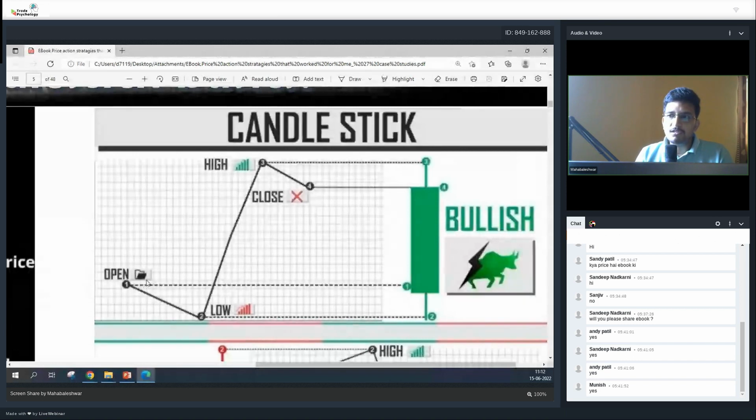But you just have to see the opening and the closing price of the price, which is nothing but the candle size, and the high and low which are created are called the wick of the candle. If the opening price is lower than the closing price, it is called bullish.